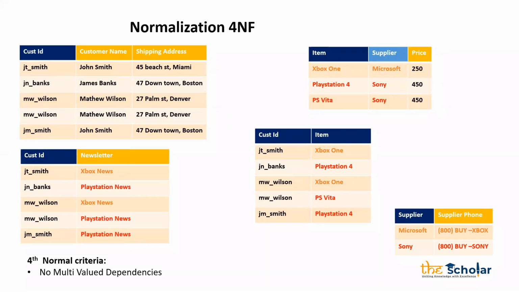Now here, one more thing I did: no multi-valued dependency. Now what does that mean? No multi-valued dependency. MW Wilson opts for Xbox news, opts for PlayStation news, right?